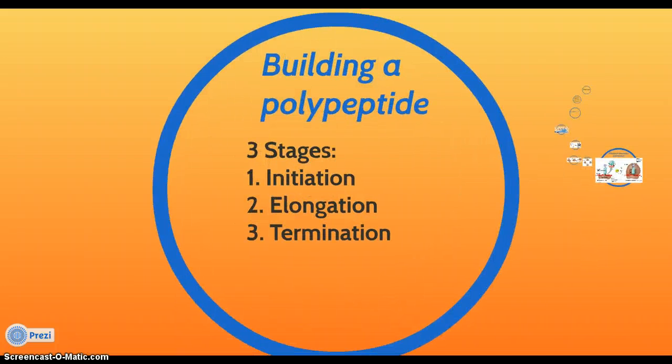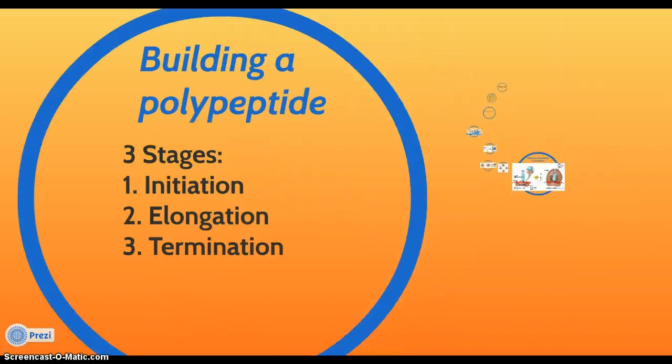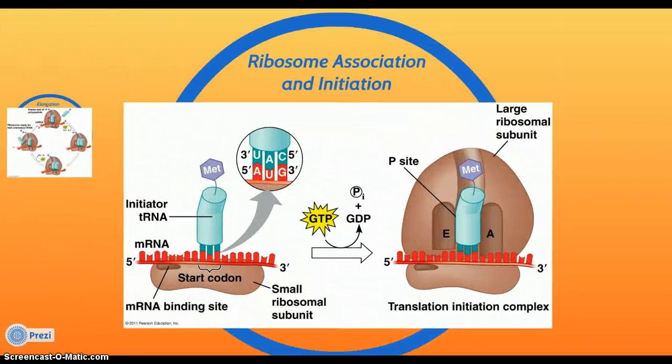The 3 stages of building a polypeptide are initiation, elongation, and termination. This picture highlights the initiation of translation. First, the small subunit of the ribosome binds to a strand of mRNA.